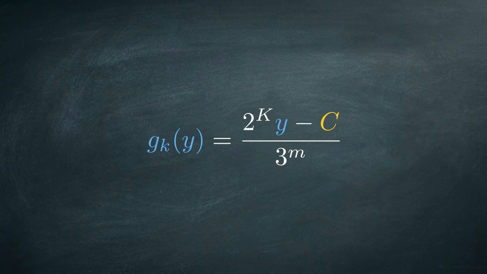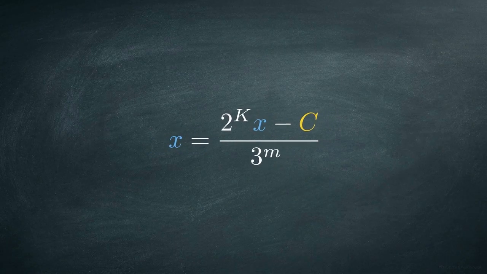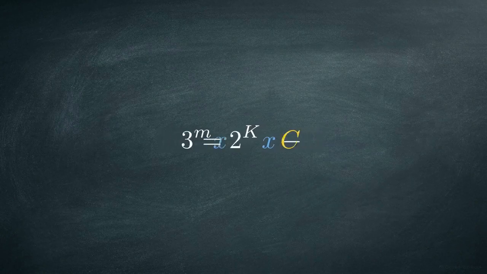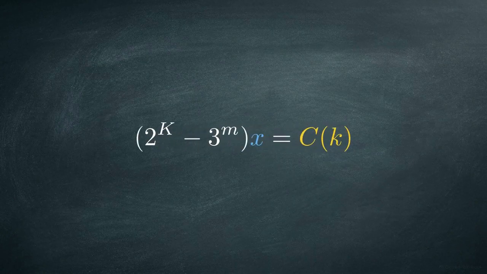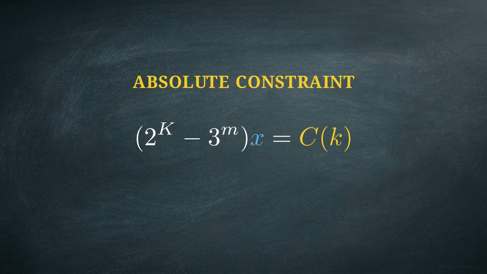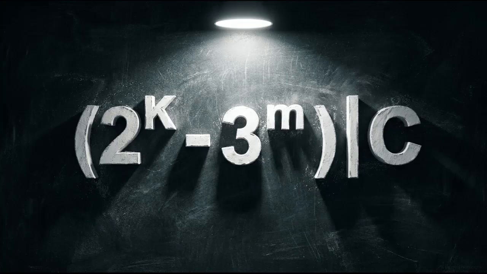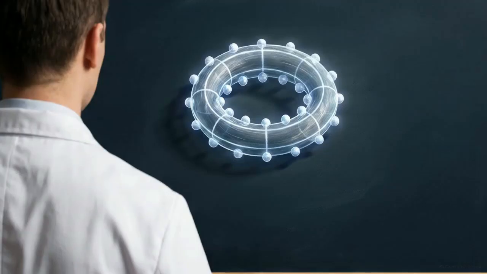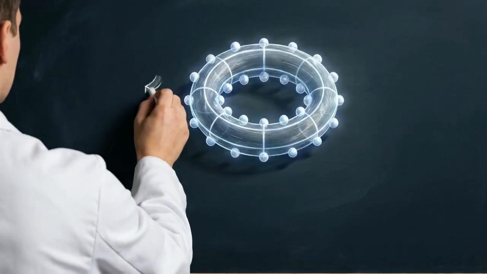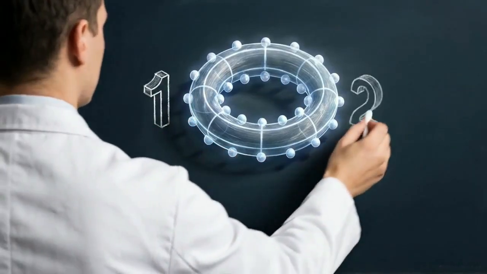Finding a cycle means finding a fixed point, where the sequence loops back to equal the input. We set both to x. Rearranging this relationship yields the absolute constraint for cycle existence, the cycle equation. This reduces an infinite simulation to a finite mathematical search for integer divisors of the constant c. For any cycle to exist, the term 2 to the k minus 3 to the m must divide cleanly into c.